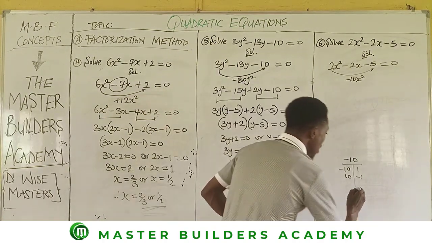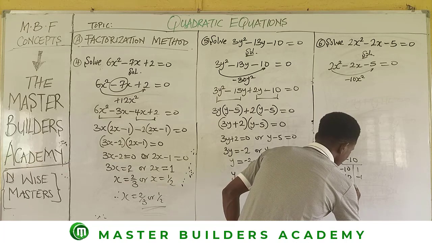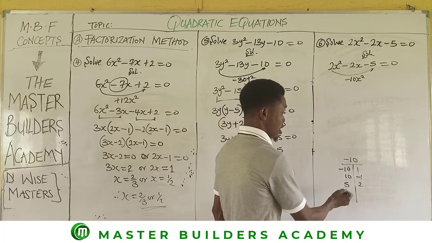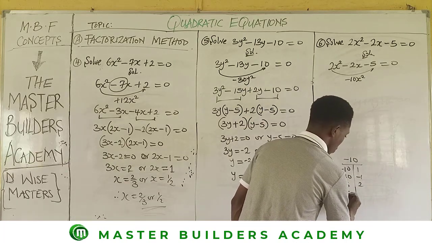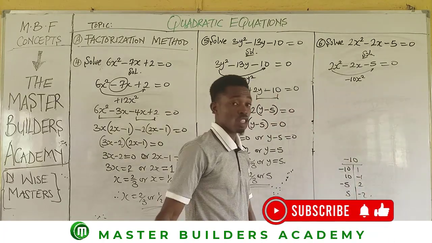Alright? Then the other factors of 10 is 2. Now it's minus 10, so 1 must be negative. So this will be positive 5. This is minus 2. These are the factors that we have here.